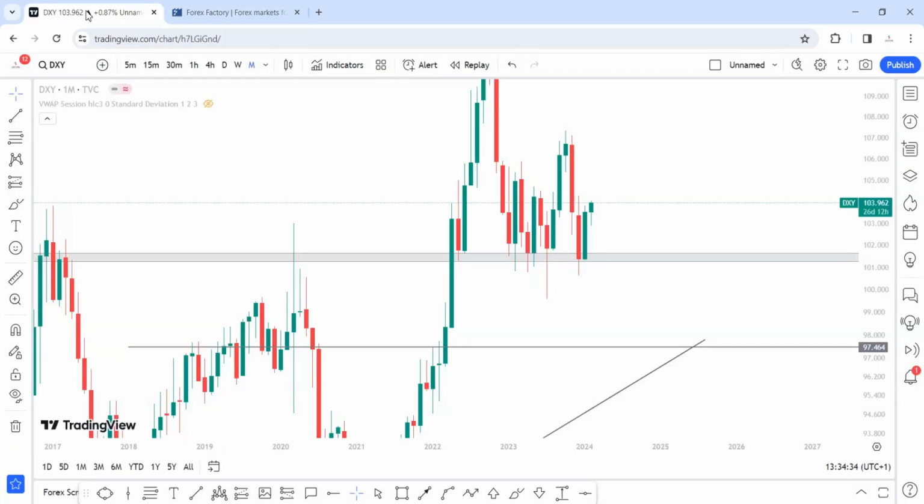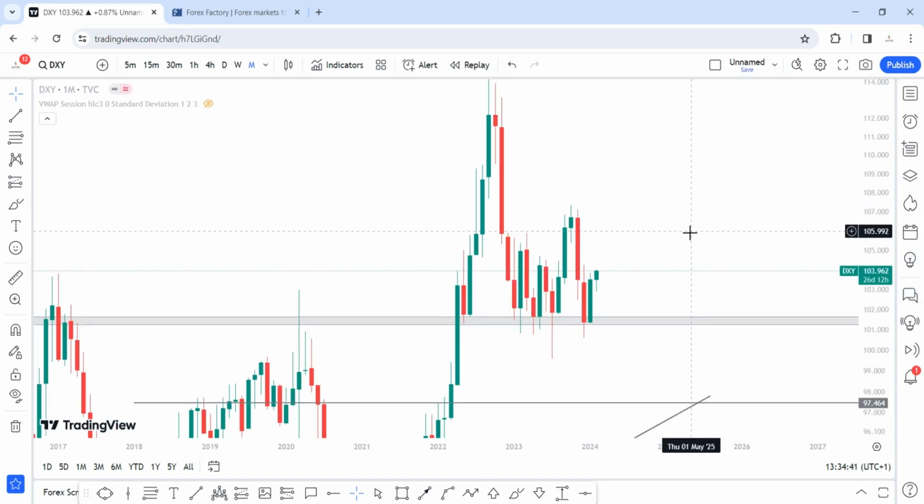Now that we've seen what is happening fundamentally, let's go to the charts. Let's go to technicals, starting with DXY as usual.